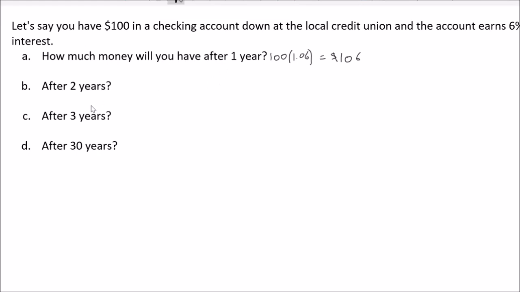What about after 2 years? How much money would we have then? Well, how we figure that out is we take our $100 and multiply it by 1.06, but it's 2 years now, so we'd multiply by it twice. I could write it again, or I could write that it's squared. And that is $112.36.